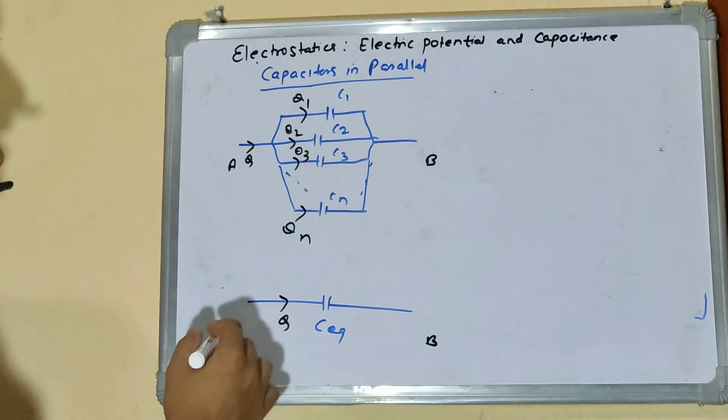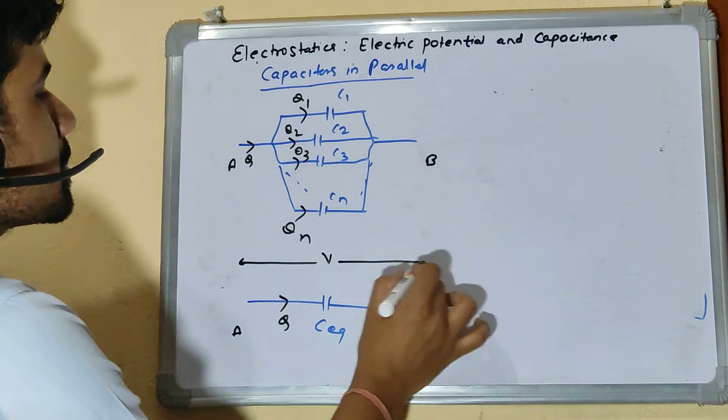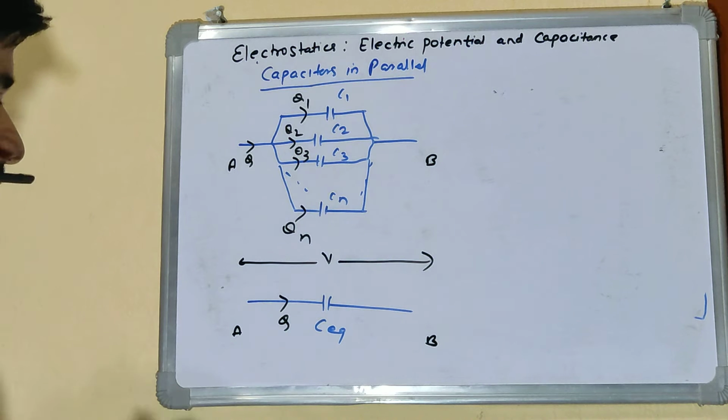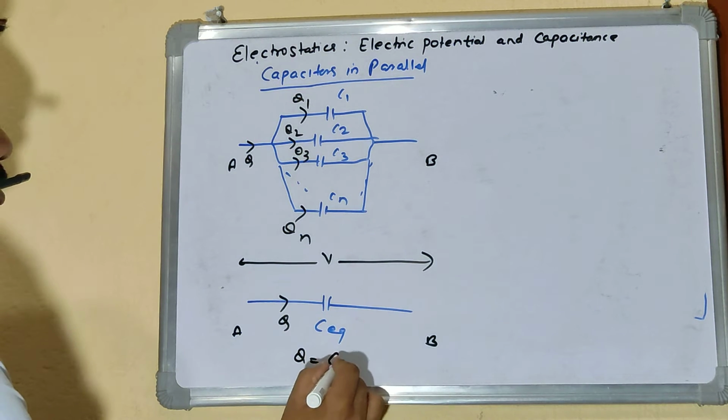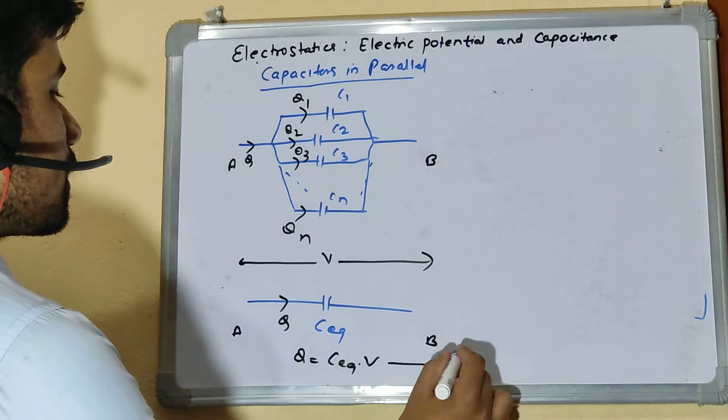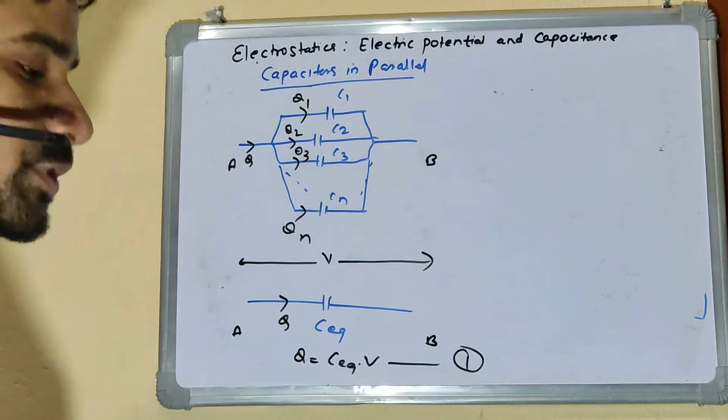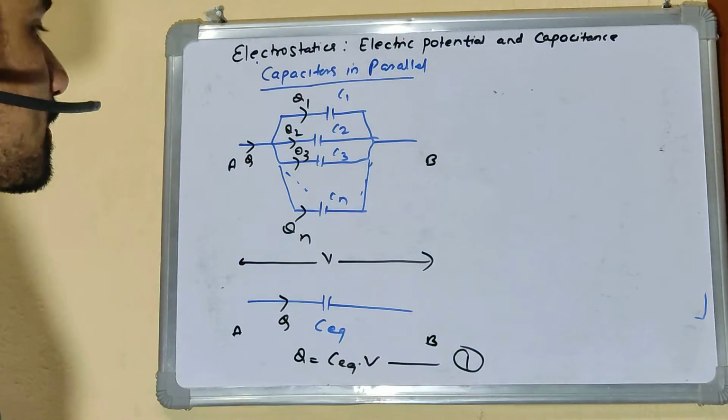And if V is the potential between A and B, you can tell me by expression that for this particular system, Q is nothing but C equivalent into V. Let's say equation 1: Q equal to C equivalent V. Let's calculate for this.